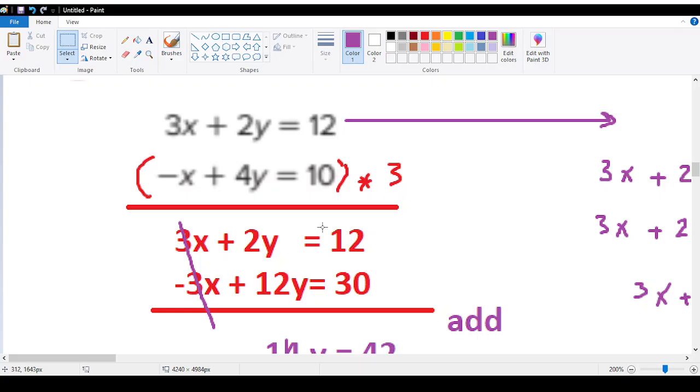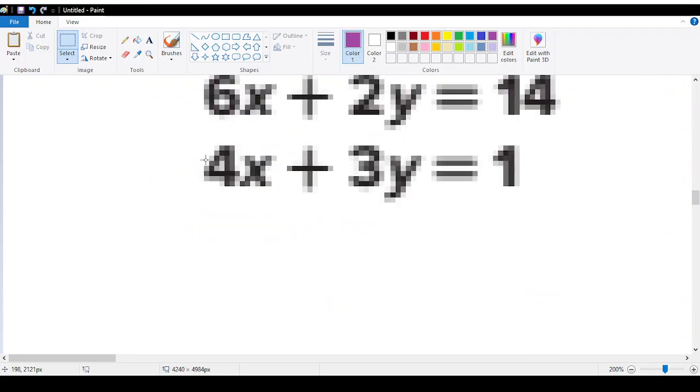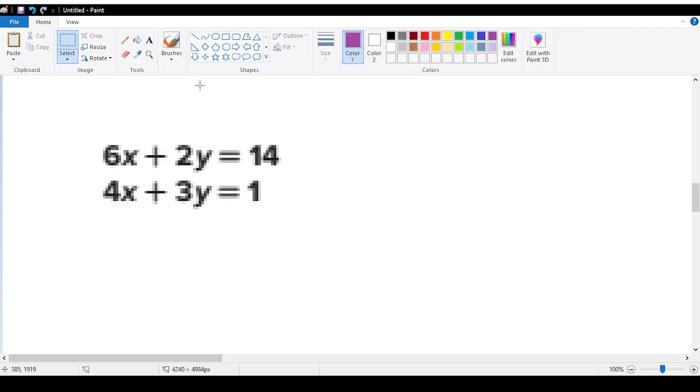Then, the third example, what have we done? We multiplied by 3 because we need to make them the same, because they don't have the same coefficients. So we won't be able to find the x and y. So we multiplied with the 3 to make them the same so we can cancel them out. Now, in this example, we will cancel out either the x or the y.